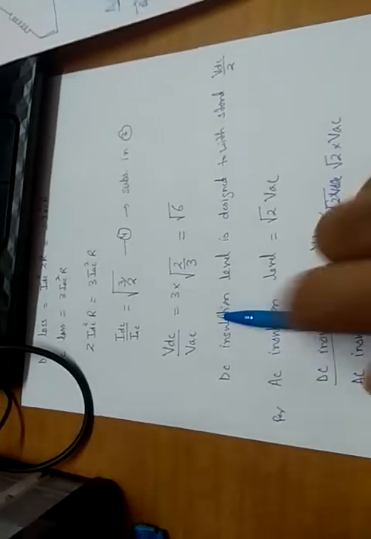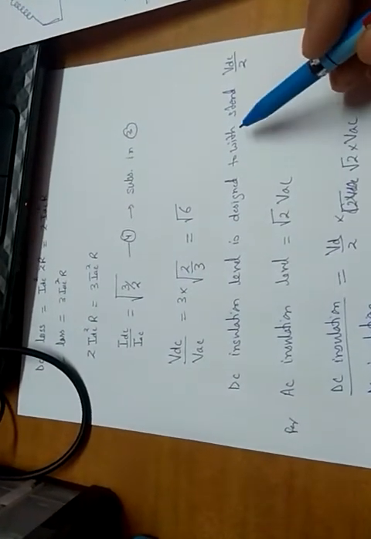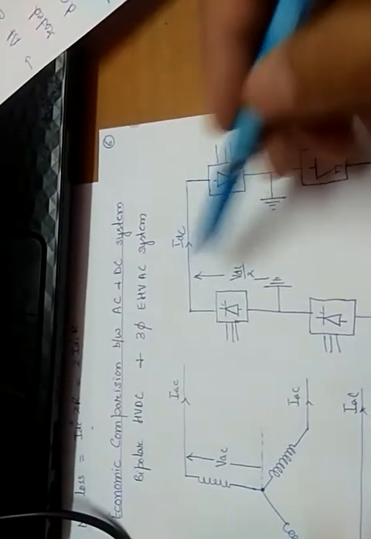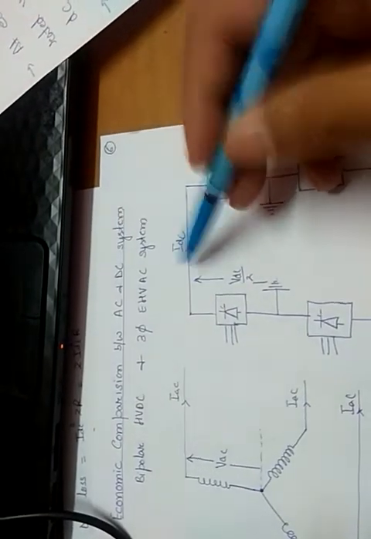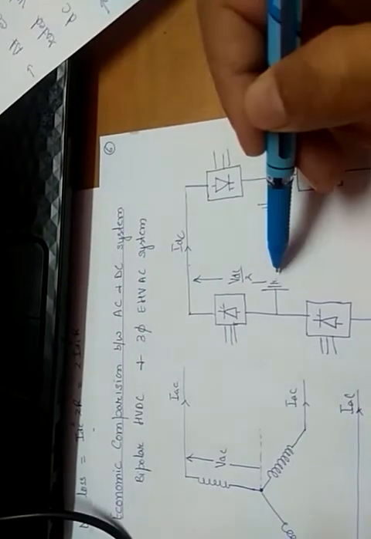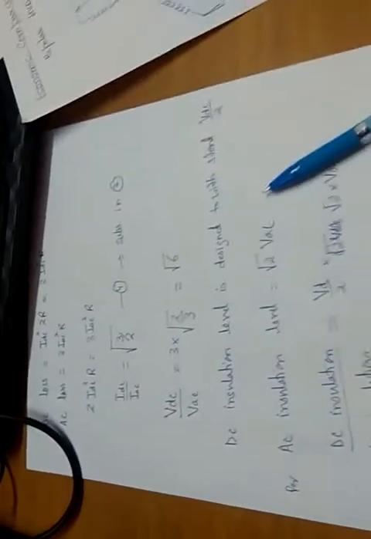So the DC insulation level is designed to withstand a voltage. What voltage is this conductor subjected to? From ground to this, it is V_DC by 2. And this conductor is also subjected to a voltage V_DC by 2 from this point to this point. So we are saying that the DC insulation level is designed to withstand a voltage of V_DC by 2.